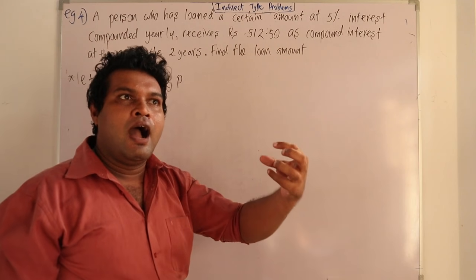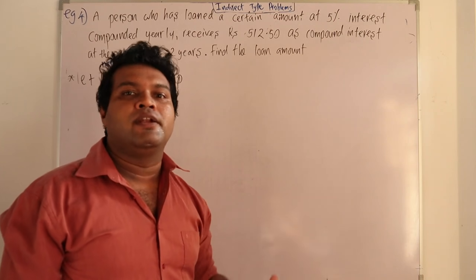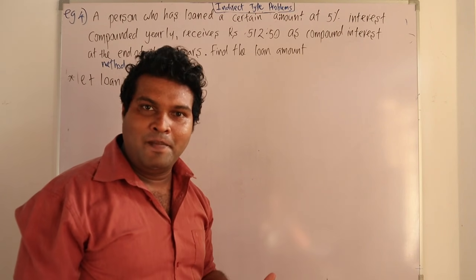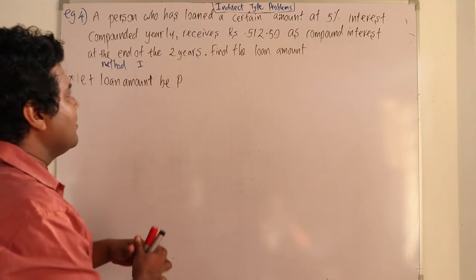Then generate an idea how to find the total interest. What is that? How to find total interest? Then 512.